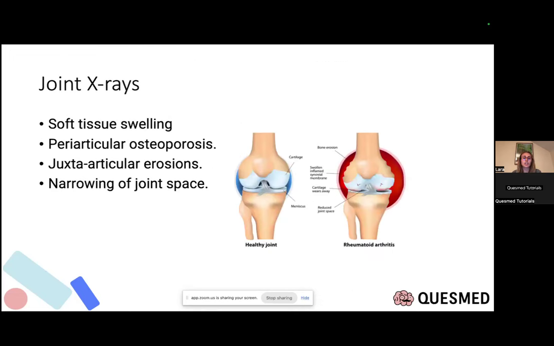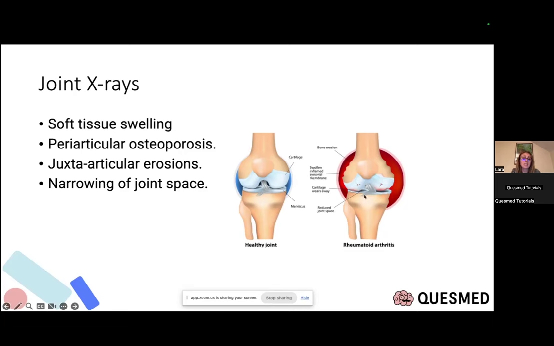Brilliant. Perfect. So joint x-rays, they crop up again and again, especially OA. In terms of rheumatoid arthritis, what is the giveaway is they will tell you that they've got erosions, and that means juxta-articular, kind of adjacent, just adjacent to the joint itself. You see here, you get these really little erosions, and that's what it's talking about. You can get periarticular osteoporosis, but actually it's more commonly osteopenia. You can see that on an x-ray as well. And then over time, you get this narrowing of joint space and you get this sort of deforming arthritis.